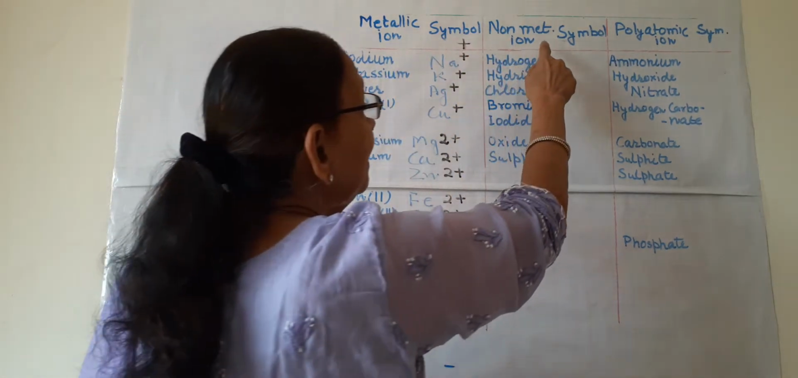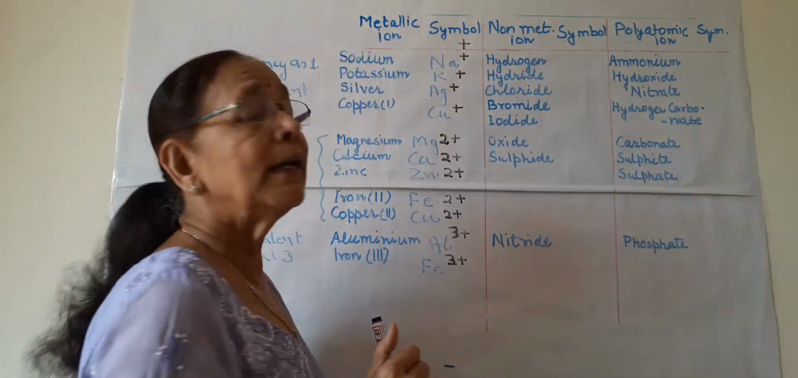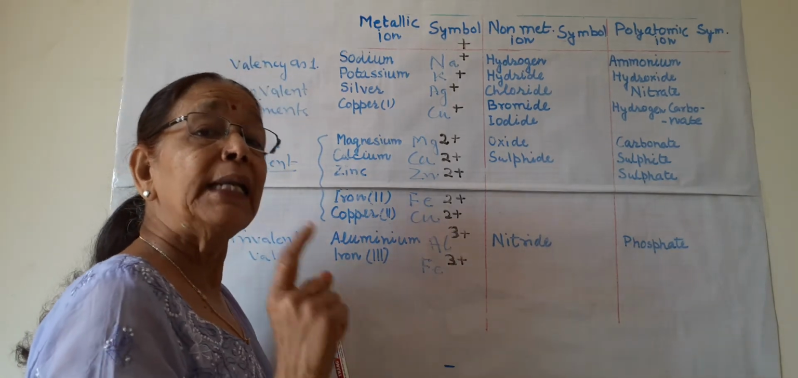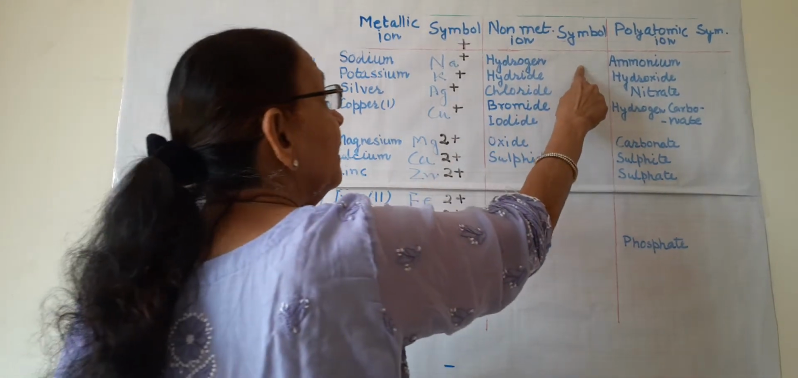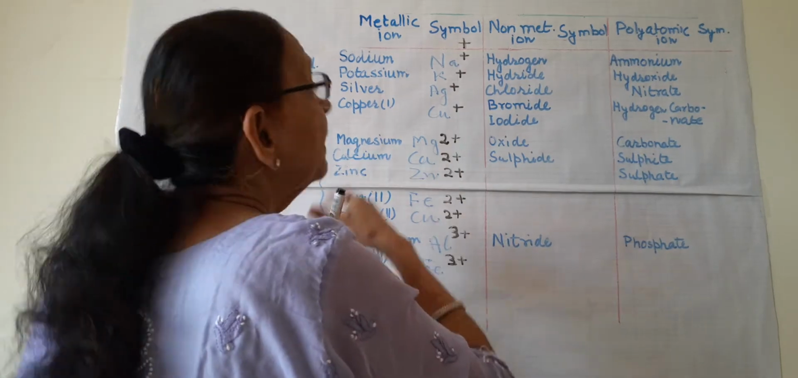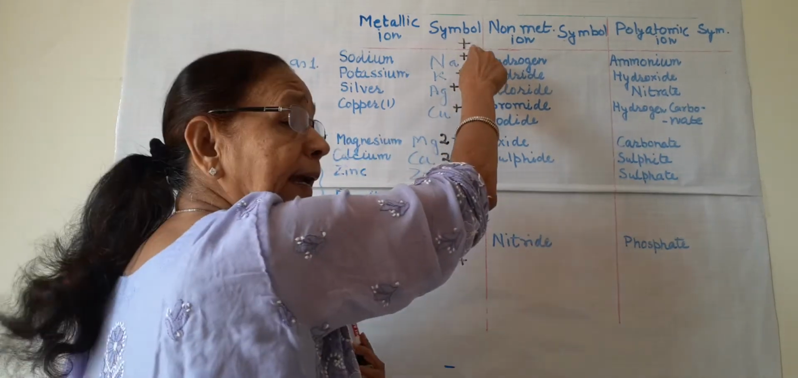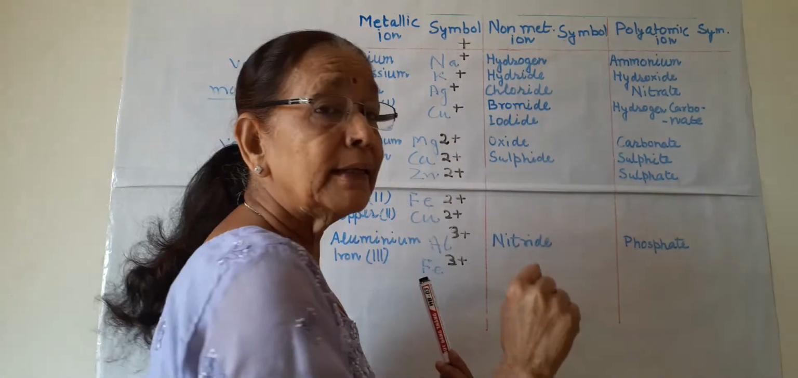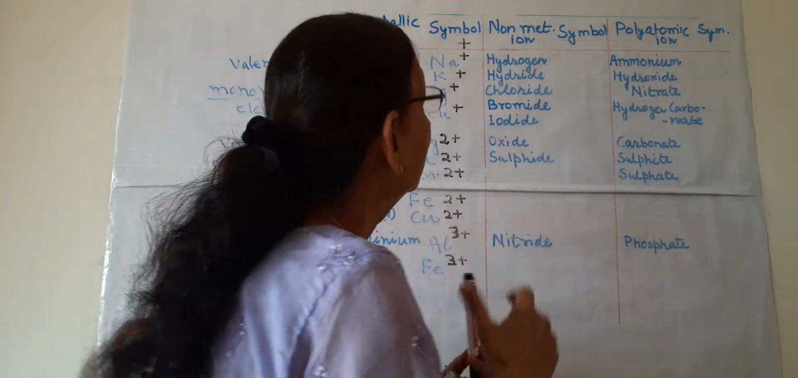Now non-metallic ions, those have negative charge. They form anions, these form cations. All of you know cation is plus and anion is minus or negative charge.